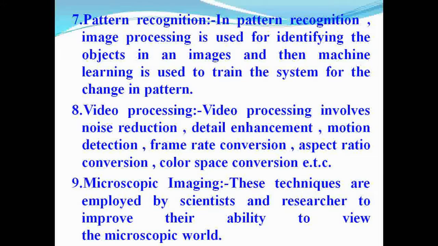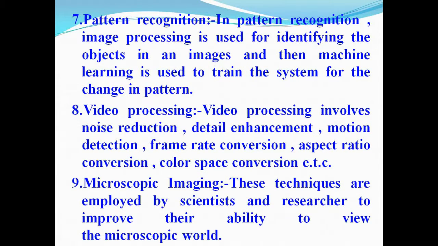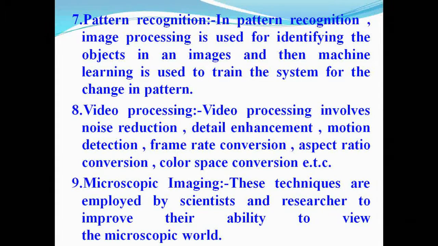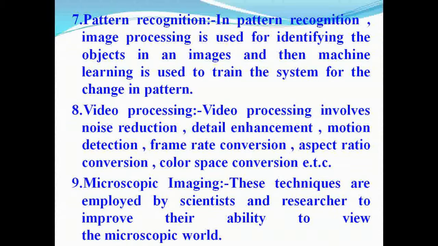In an image there may be different kinds of objects. An image may have a private key, a public key, some text, or an encrypted key. So there may be different kinds of objects in an image. If you want to identify and recognize those things, then machine learning will be used to train the system for changes in a pattern. You should apply some kind of patterns to recognize those kinds of objects in an image.